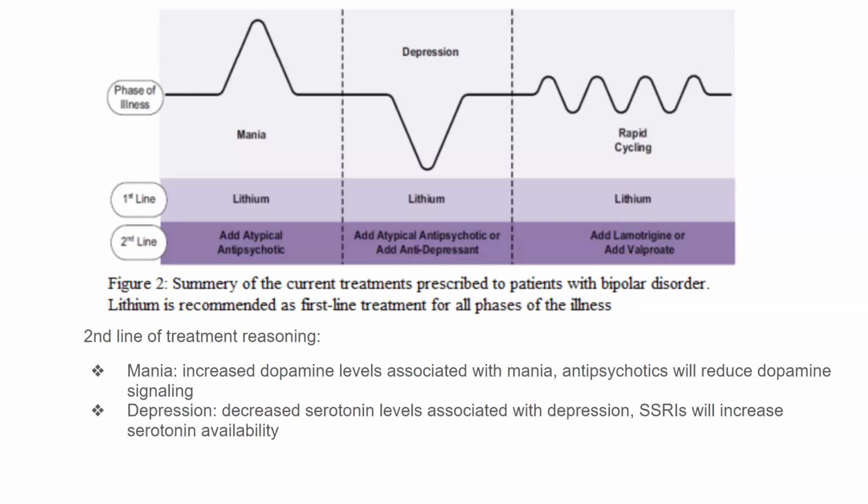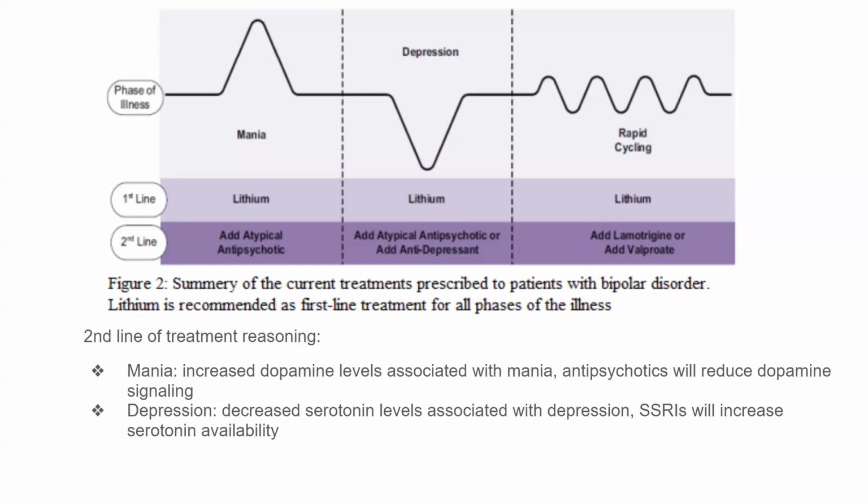On the other hand, for depression, we're going to see decreased serotonin levels associated with depression. So we are going to want to modulate the serotonergic system, and the best way to do that is going to be your SSRIs. This is going to increase serotonin availability in the synapse. So your second line of treatment for someone in the depressive phase is going to be something that targets the serotonin system, and those are your SSRIs.